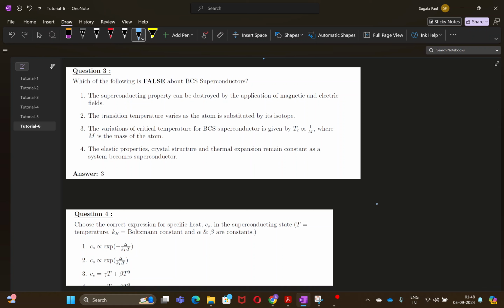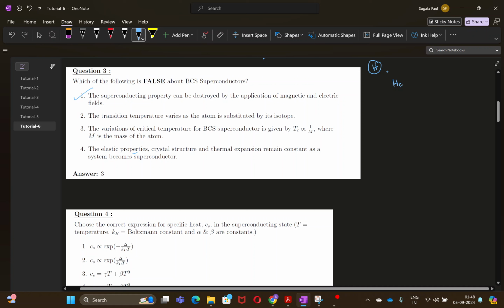So option 1 is that the superconducting property can be destroyed by the application of magnetic field and electric field. So this is of course obviously true, because just like there is a Tc or transition temperature, there is also a critical field. Just like critical temperature, there is also a critical field value, which in this case is Hc. If H denotes the magnetic field, then Hc is the critical field value for the superconductor.